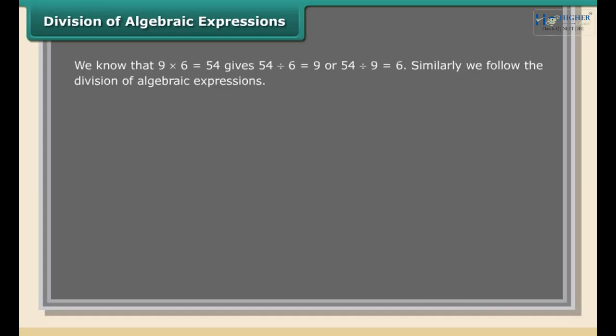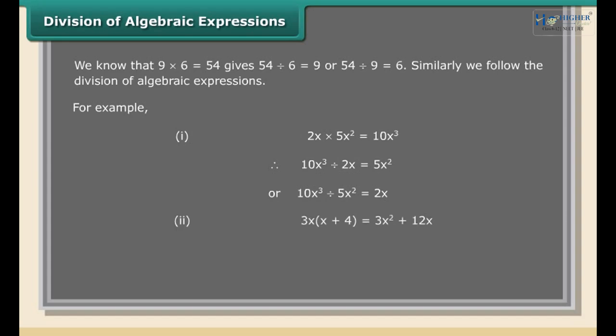Division of algebraic expressions. We know that 9 into 6 is equal to 54, which gives 54 divided by 6 as 9, or 54 divided by 9 as 6. Similarly, we follow the division of algebraic expressions. For example, 2x into 5x raised to the power 2 is equal to 10x cubed. Therefore, 10x cubed divided by 2x is equal to 5x square, or 10x cubed divided by 5x square is equal to 2x.